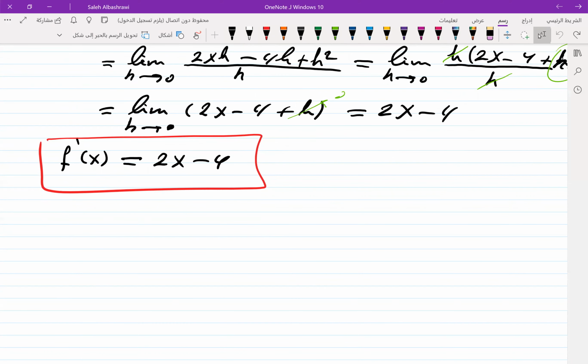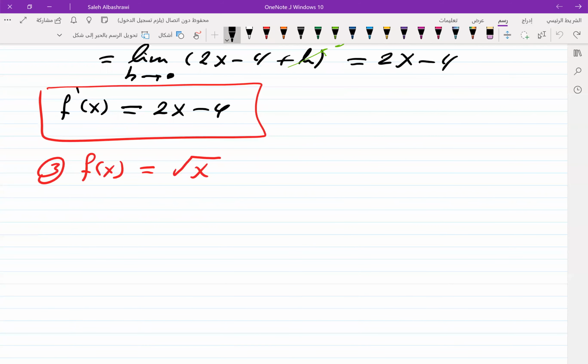Let's take one more. Number 3. F of x equal to square root of x. Let's find the derivative of this function. First of all, I need to find f of x plus h. It means replace x by x plus h. So this is equal to the square root of x plus h.